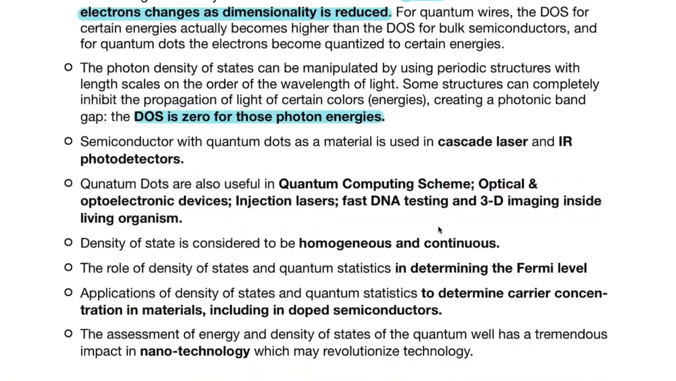Semiconductors with quantum dots are used as cascade laser, IR photodetector. Quantum dot is also useful in quantum computing schemes, optoelectronic devices, injection laser, fast DNA testing, 3D imaging inside living organisms, right? These things you can add. Even for diode and laser, right?